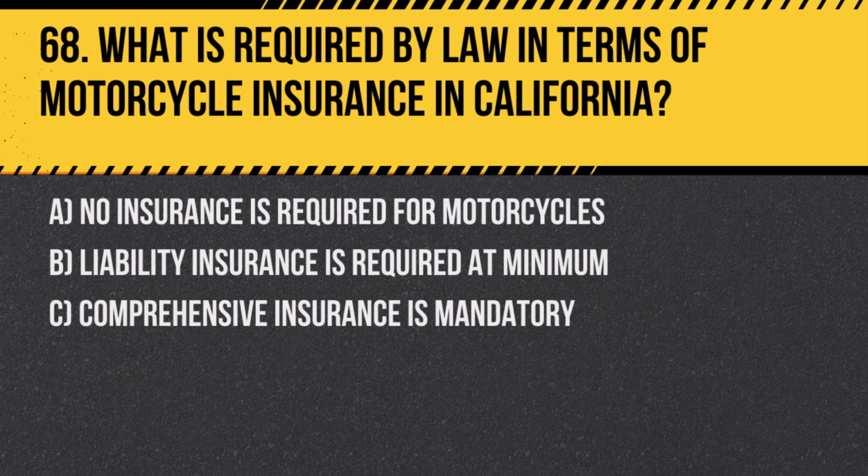Question 68. What is required by law in terms of motorcycle insurance in California? A. No insurance is required for motorcycles. B. Liability insurance is required at minimum. C. Comprehensive insurance is mandatory. Answer: B. Liability insurance is required at minimum. This coverage is necessary to legally operate a motorcycle on public roads.